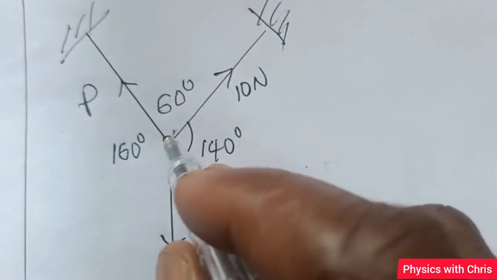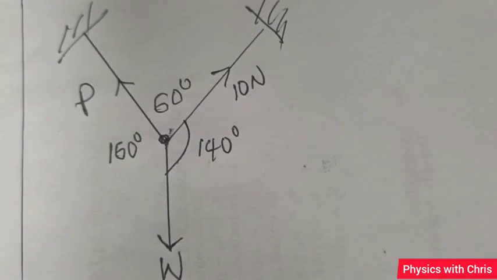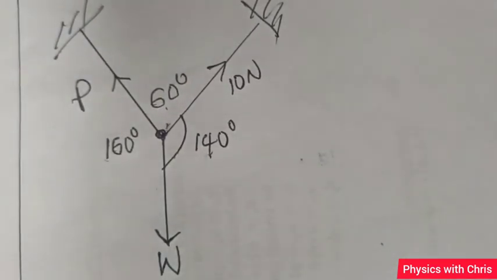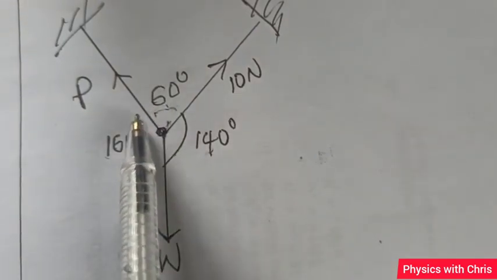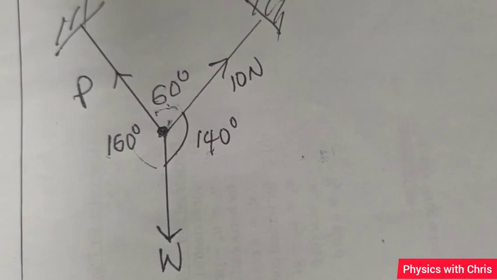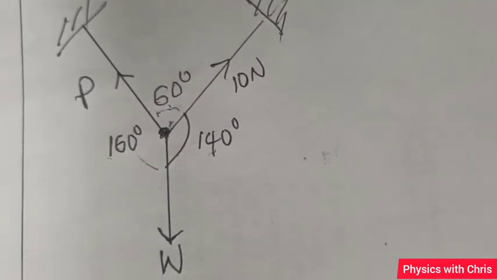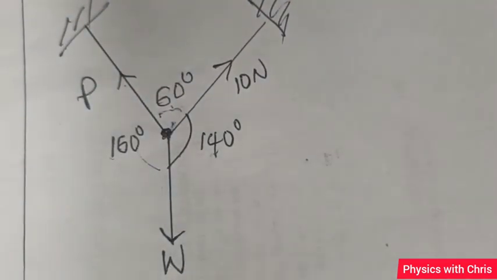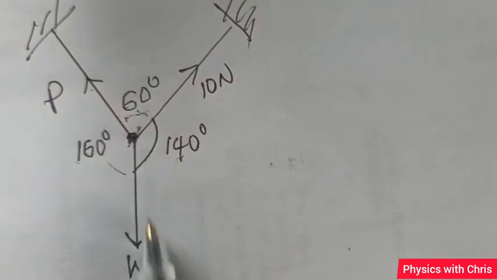If you add these three angles, the sum of angles at a point gives you 360. 140 plus 160 is 300, plus 60 gives you 360. How do we use Lami's theorem to find the value of the unknown force P and force W, that is the weight of the body W?